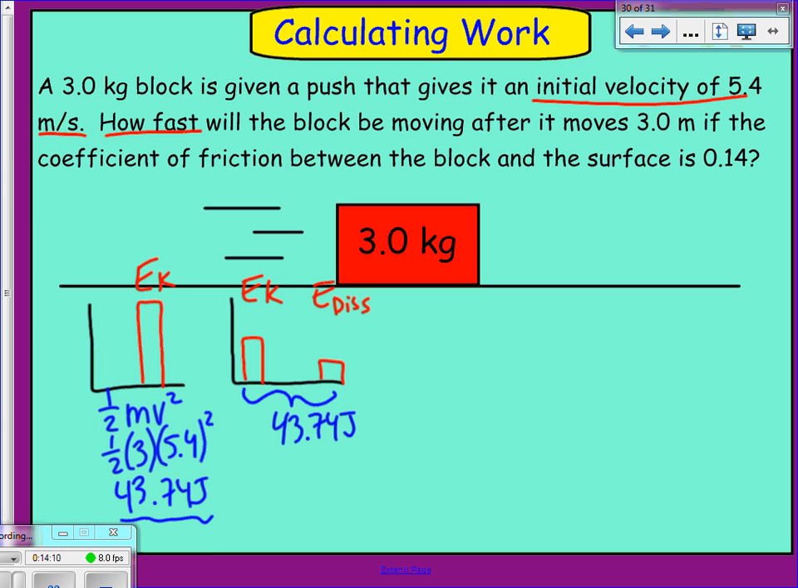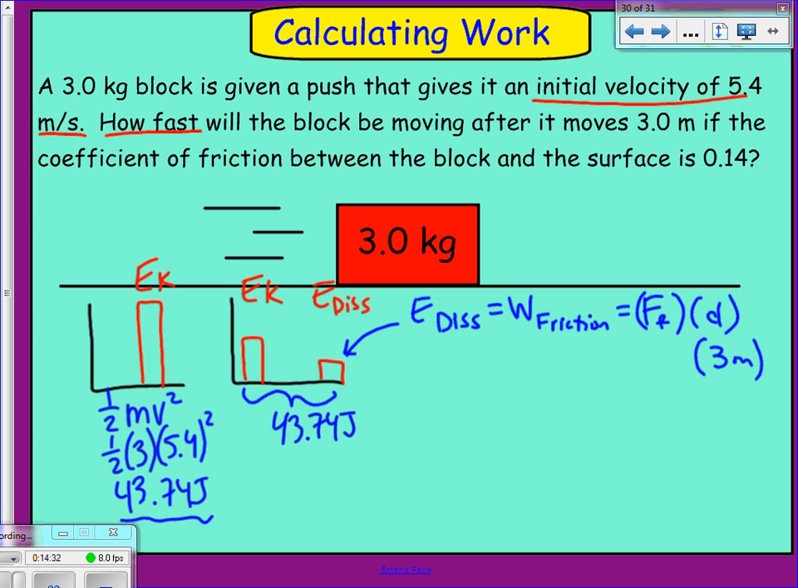So let's go ahead now and figure out what the dissipated energy is. Remember, E dis, or dissipated energy, is simply asking what is the work done by friction. And so that means we need to take the force of friction times the displacement that the block goes. We're already told that the block will go 3 meters, but we need to figure out what is the force of friction acting on that block in those 3 meters.